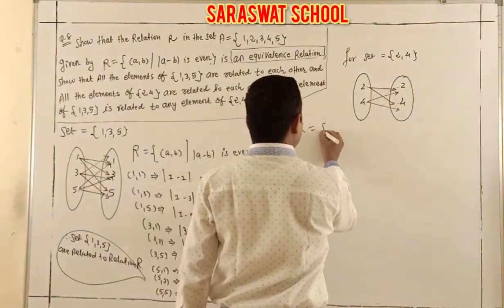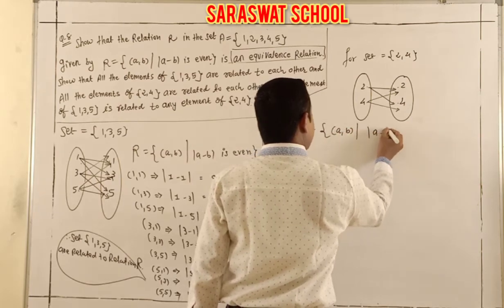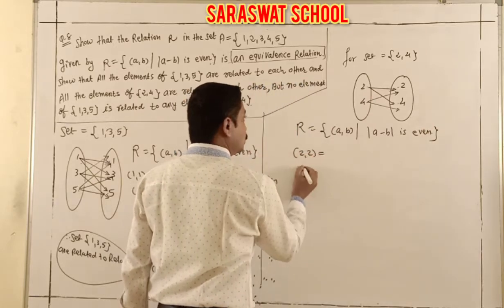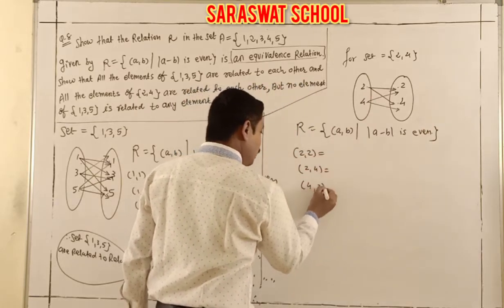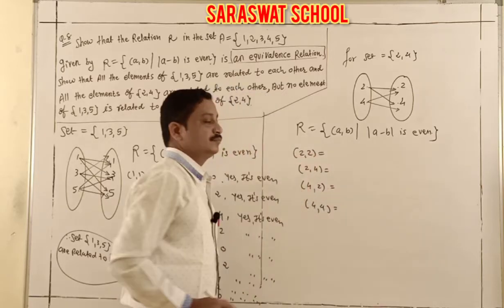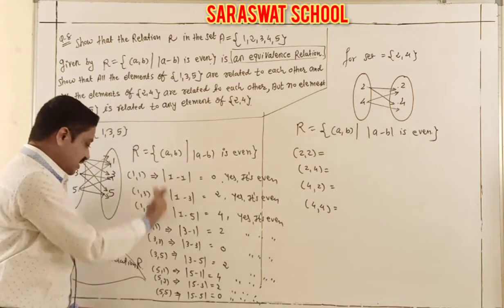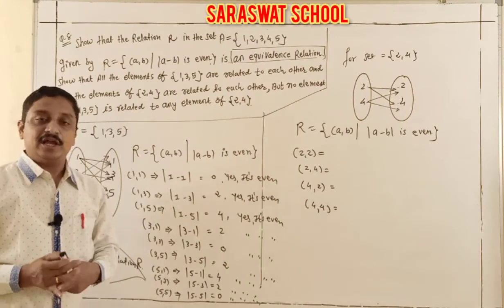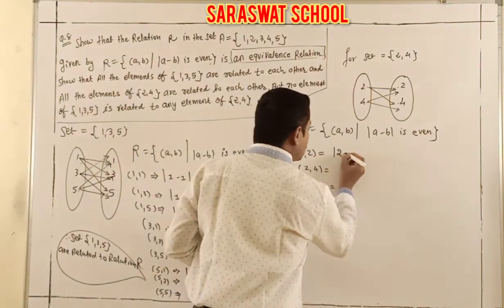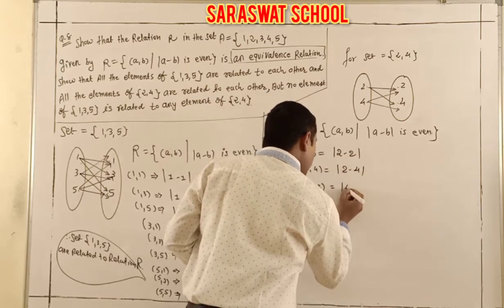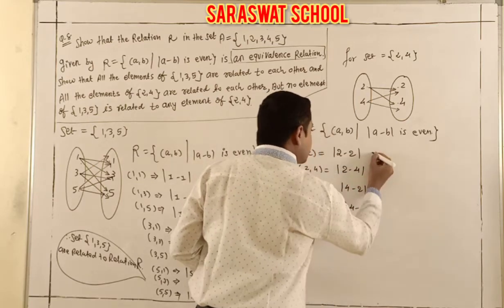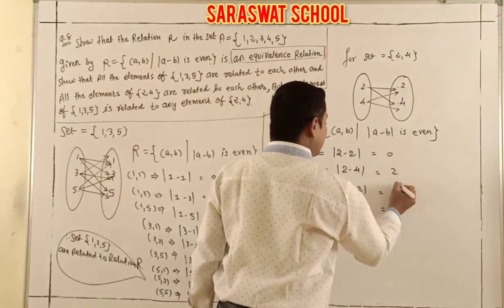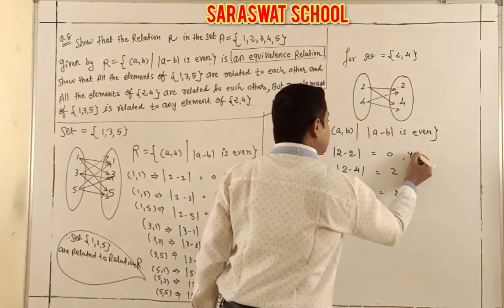What is the relation R here? (A, B) such that A minus B is even. So first of all 2, 2, 2, 4, 4, 2 and 4, 4. Only 4 cases available. In this case all are 1, 2, 3, 4, 5, 6, 7, 8, 9. Here only 4 cases, and I check all one by one: 2 minus 2, 2 minus 4, 4 minus 2 and 4 minus 4. Check. It is even. Yes. 0, 2, 2, 0. Yes, it is even.